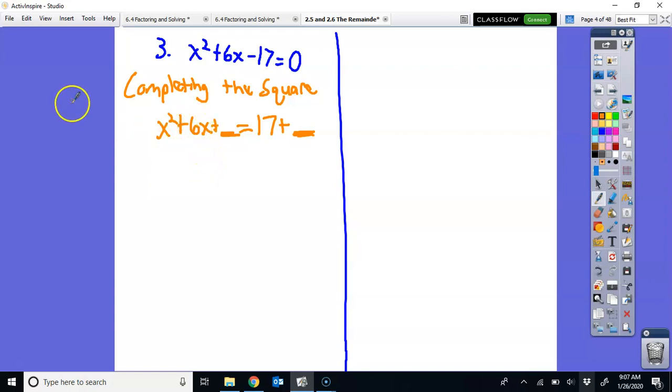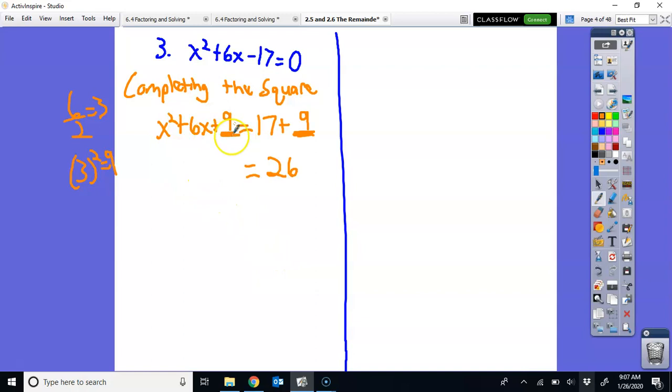So what is 6 divided by 2? Well, 6 divided by 2 is 3. Then we square that. So what is 3 squared? 3 squared is 9. So 9 is what I'm going to add to both sides. My reason for doing that will happen here in just a second, but 17 plus 9 is just going to be 26. So we won't have to deal with that anymore. We'll just go ahead and add it together.